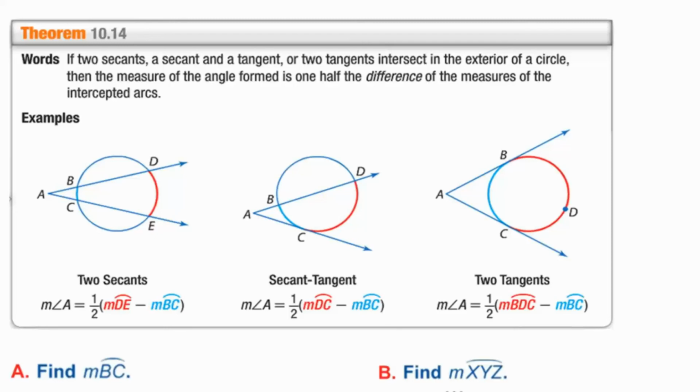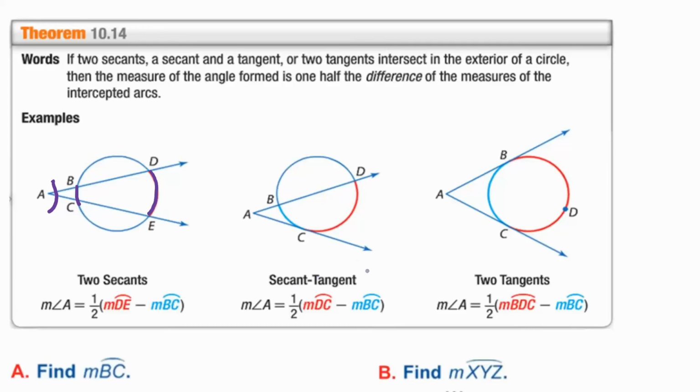So for two secants, if I want to find the measure of angle A, it's going to be the average of the furthest arc away, that's DE, and the one that's closest, BC. So the measure of angle A would equal 1/2 the measure of DE minus the measure of BC.